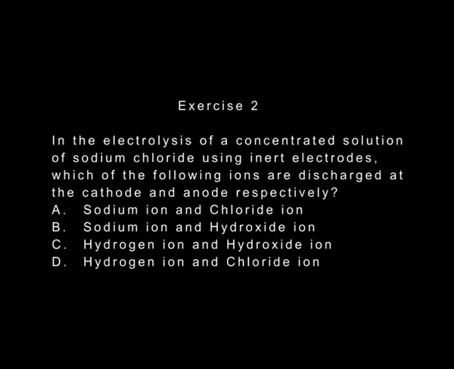Exercise 2. In the electrolysis of a concentrated solution of sodium chloride using inert electrodes, which of the following ions are discharged at the cathode and anode respectively? A. Sodium ion and chloride ion, B. Sodium ion and hydroxide ion, C. Hydrogen ion and hydroxide ion, and D. Hydrogen ion and chloride ion. The correct answer is option D, because hydrogen ion is discharged at the cathode and chloride ion is discharged at the anode due to high concentration of chloride ion.